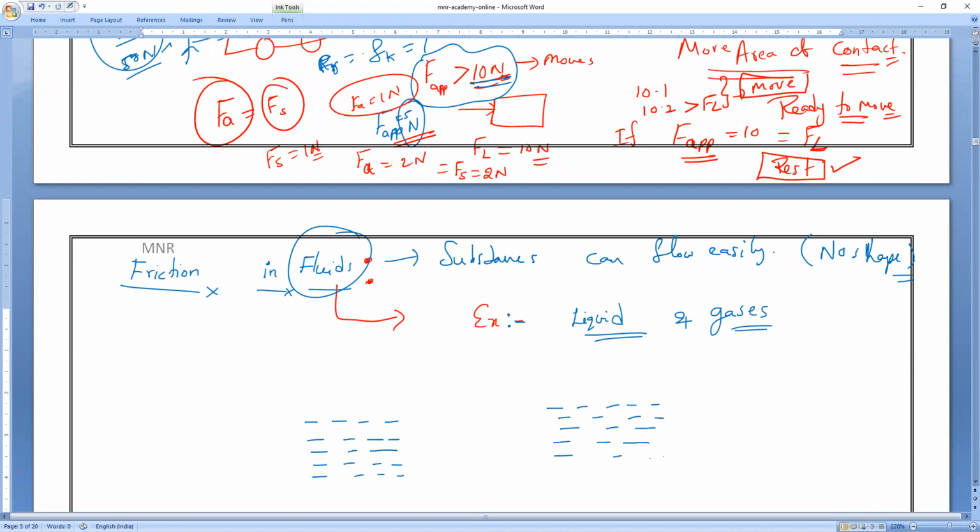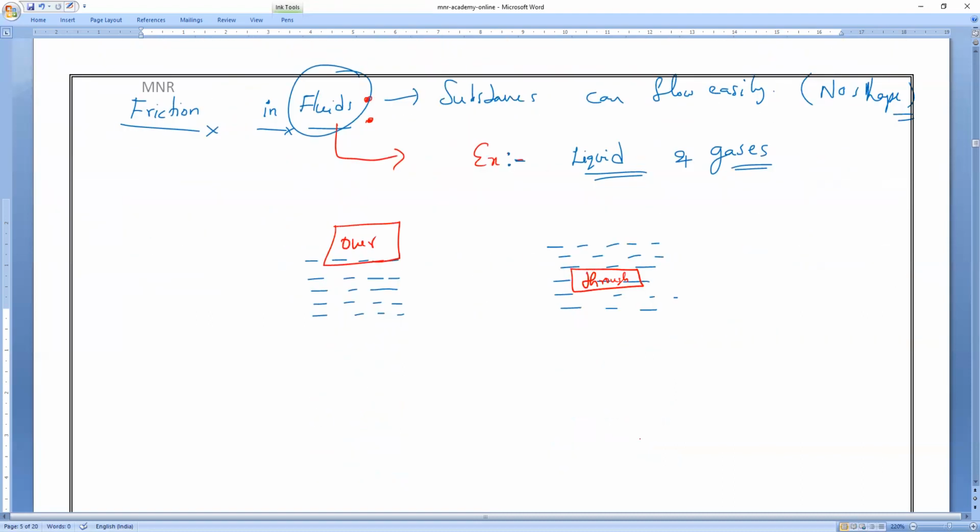Now remember, fluids will exert pressure on an object which is passing over the liquid, or an object which is passing through the liquid. This is over the liquid, and this is through the liquid. In both cases, fluids will exert friction. Do you all understand, everybody? All of you? Yes, sir.